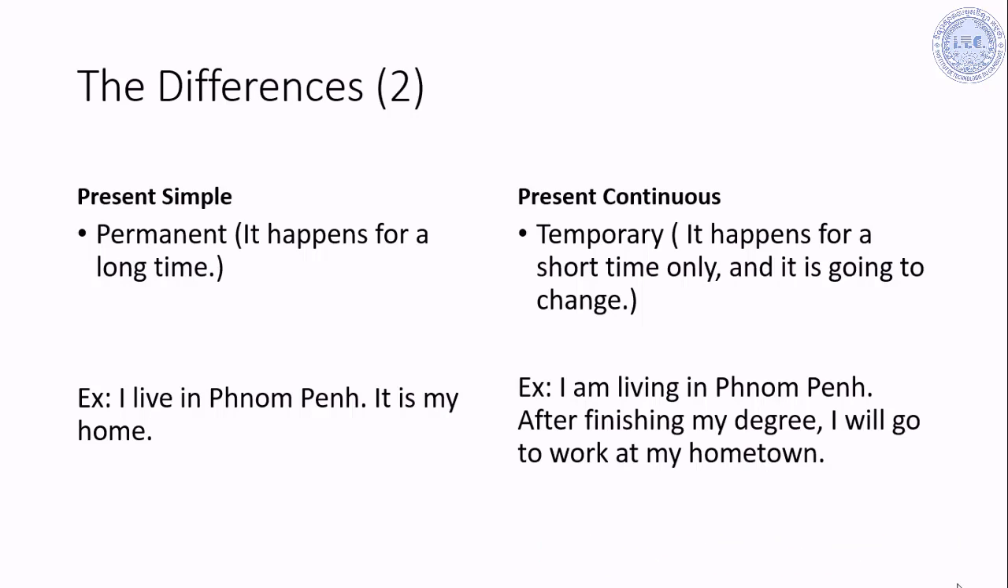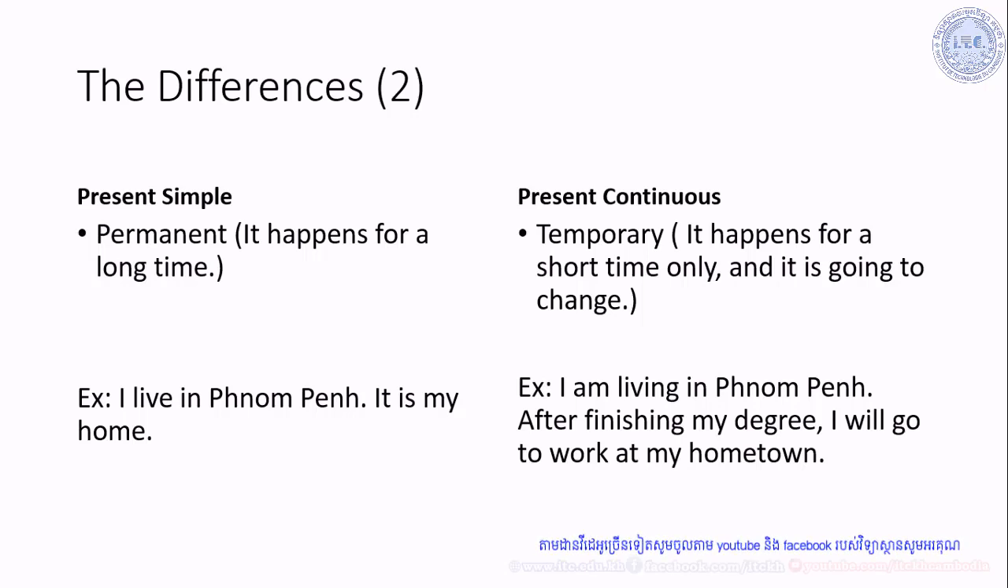I live in Phnom Penh. It is my home. I am living in Phnom Penh. After finishing my degree, I will go to work at my hometown. So if you say I live in Phnom Penh, it means that you are going to live here a long time and you're not going to move anywhere soon, because this is your home and you're going to live here for a long time. So you use present simple when something happens for a long time, when it is permanent.